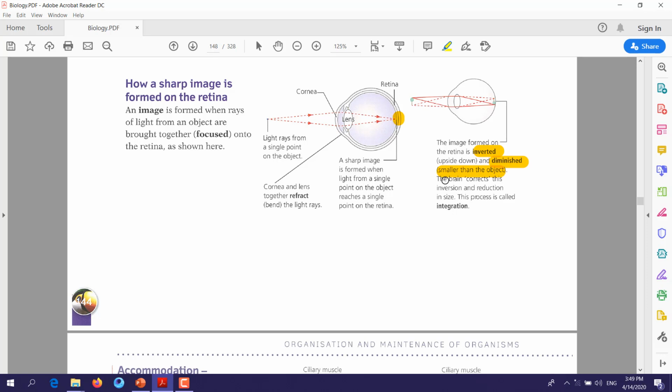So now, what will happen? The brain corrects this inversion and reduction in size. This process is called integration. If you remember, for two or three lessons we talked about the word integration. We said integration is making many parts work together to do a function in the proper way. So this is how the image forms, and how the brain corrects it.